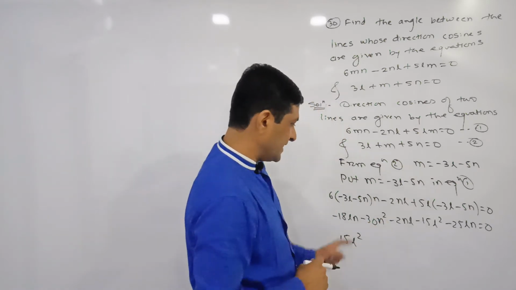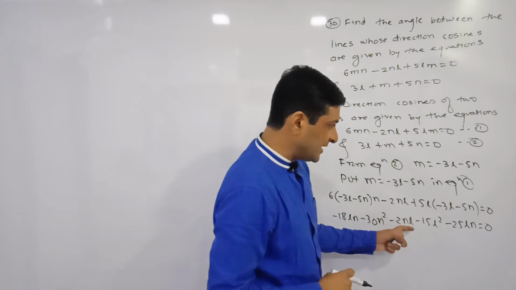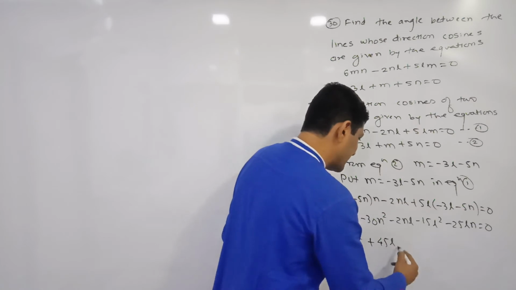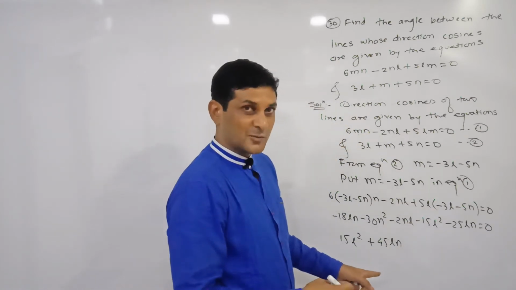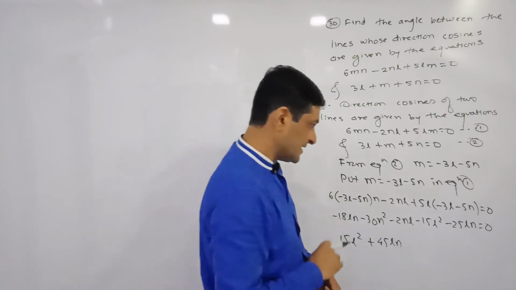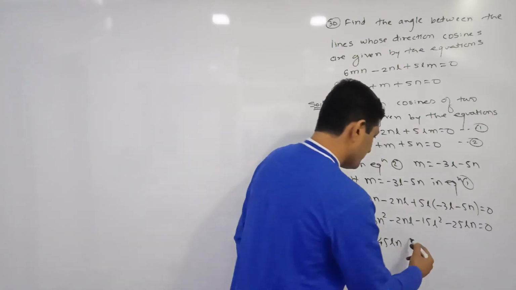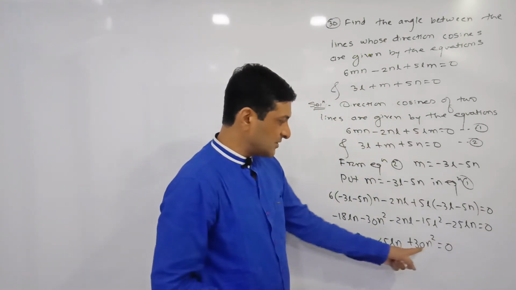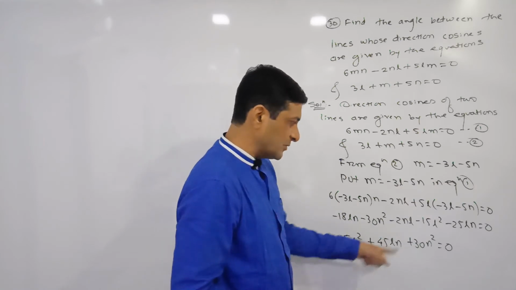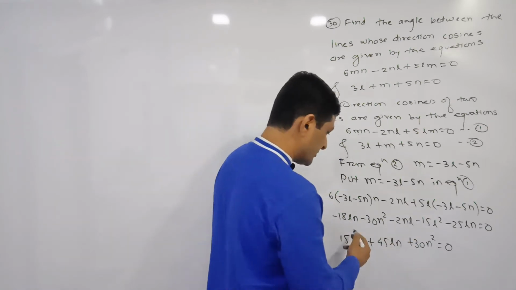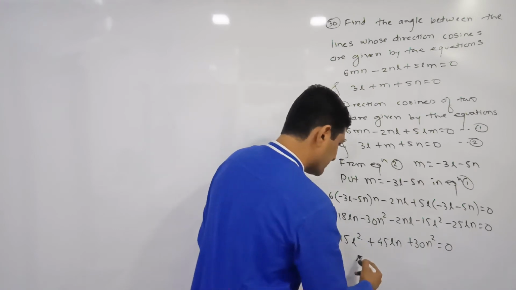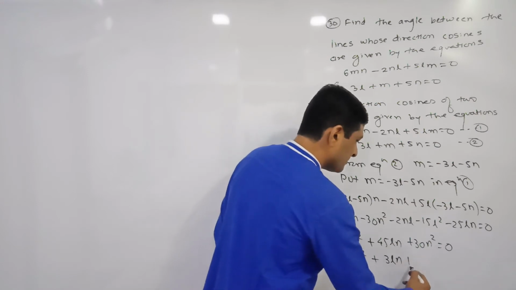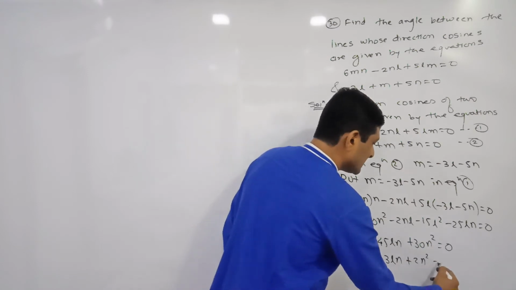Then collect the terms of LN. 18 plus 2 is 20, 20 plus 25 is 45, so plus 45LN. These negative signs become positive since I am multiplying both sides by minus. Lastly, write down the term of N square: plus 30N square. On this side 0, keep it as it is. If you observe this equation, all the terms are divisible by 15, so divide both sides by 15. Here we get L square plus 3LN plus 2N square equal to 0.